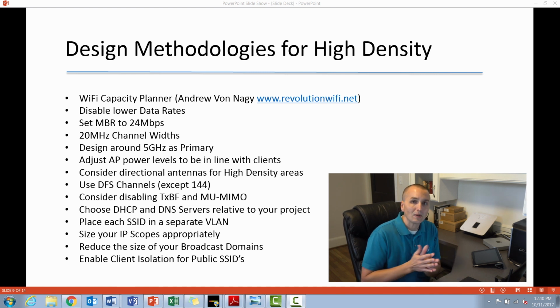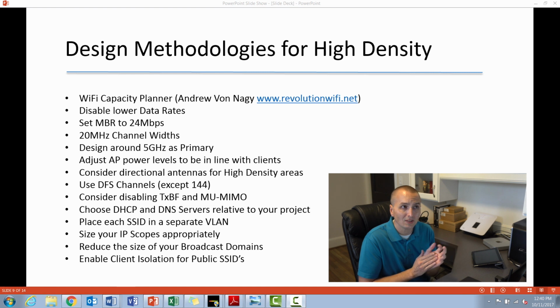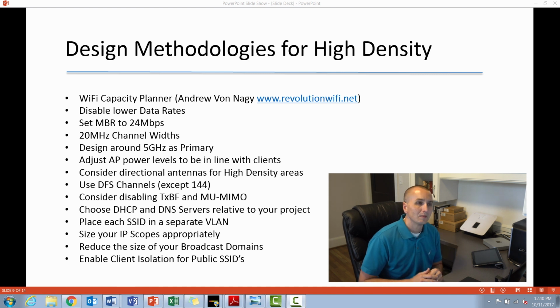Ideally, you like to keep that broadcast domain to 500 devices or less. Sometimes I fudge on that. Like, for example, the church. The church has a public SSID where I went with a /23, so I think that's 510 devices, if I'm correct. So that's pushing the limit there. But you want to be mindful of the size of your broadcast domains.